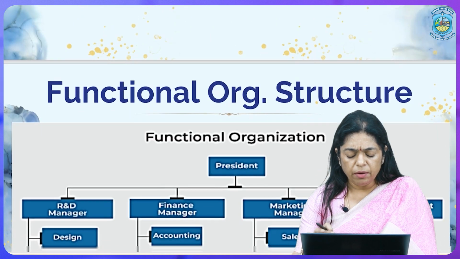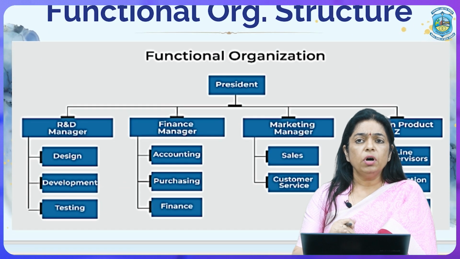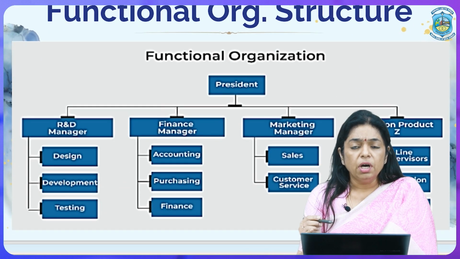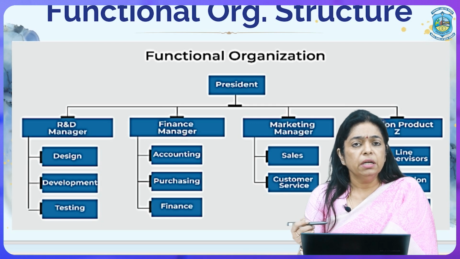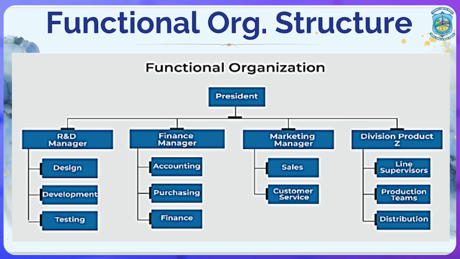So, here is a diagram to show how the functional organization normally is carried out in large size companies, where every section, let us say here it is shown 4 departments: R&D, finance, marketing and the divisional product. So, how is it managed?